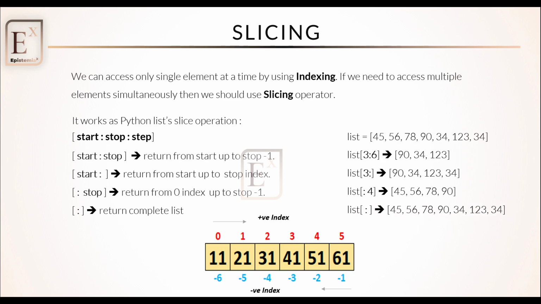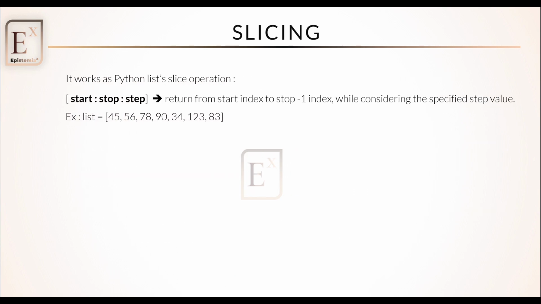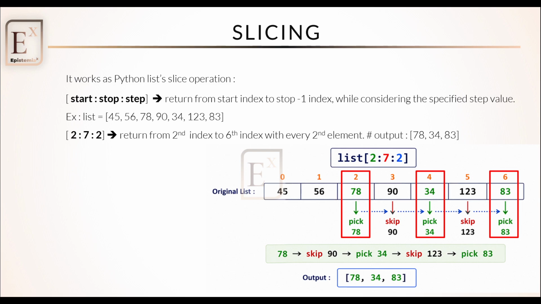Now let's look at the step index value. Let's break this expression down step by step. Look at this image and expression. Here start index is 2. That means the value will be picked from start index 2, which is 78, and the stop index is 7. That will not be included in the output, and step index is 2. So we skip one element each time.